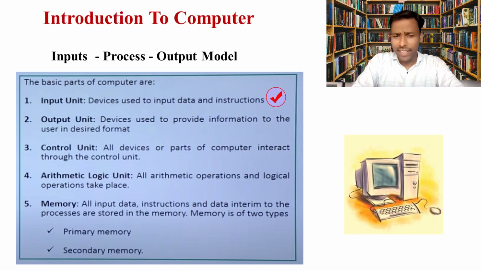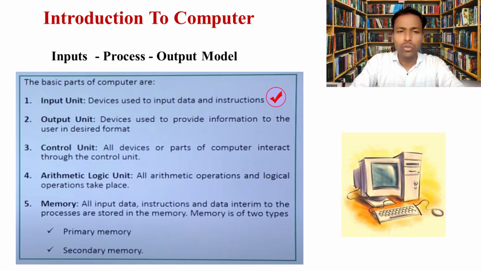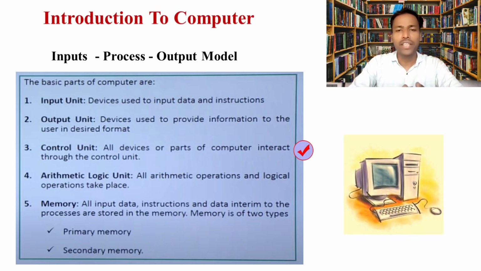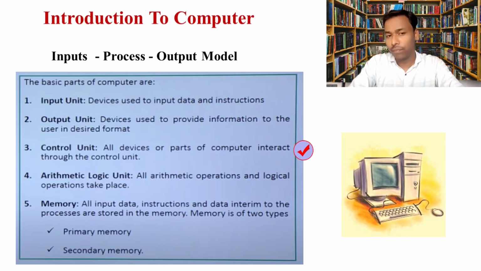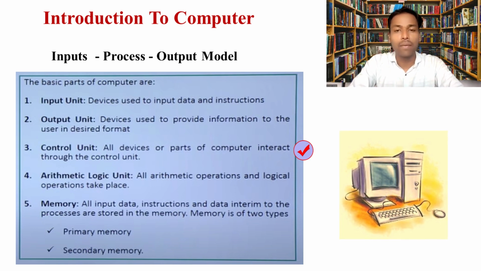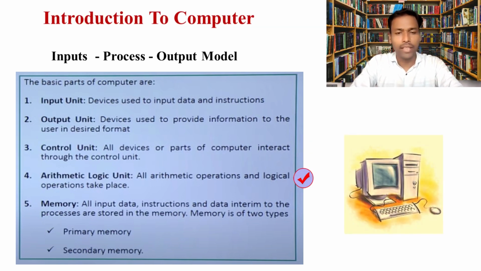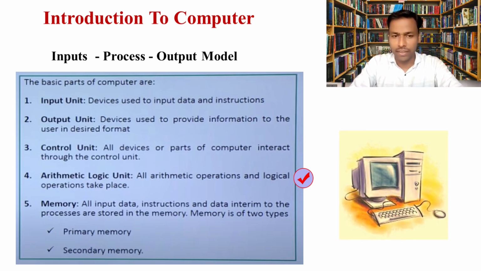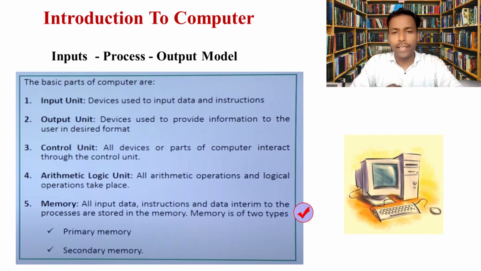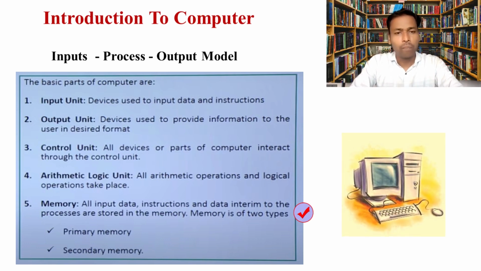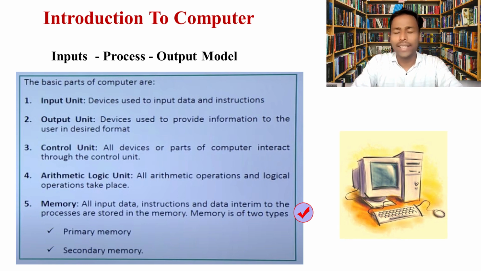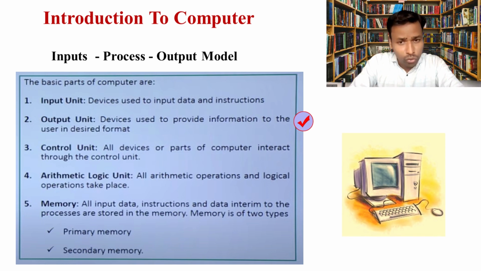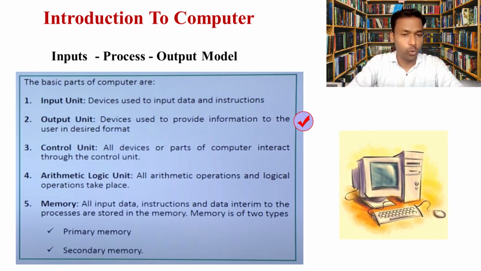The input unit consists of devices that are used to give data or instructions to the computer. The control unit collaborates with all the devices and controls the functions of all the parts of the computer. The arithmetic logic unit carries out all the arithmetic operations and logical comparisons. The memory unit stores all the input data, instructions, output, and interim data. And finally, the output unit is the devices that are used to give us output.